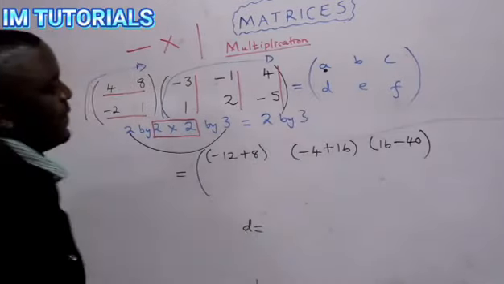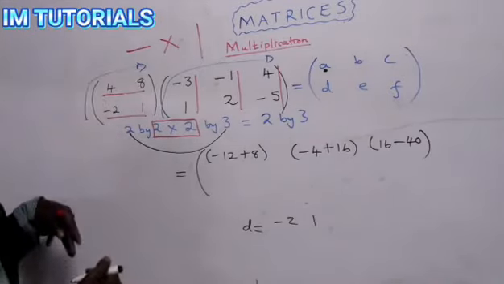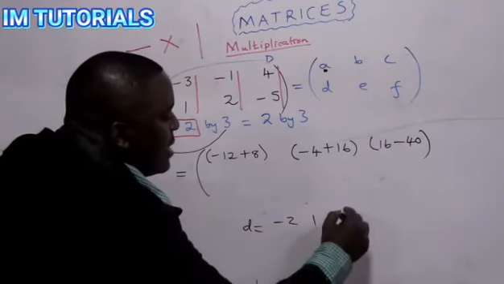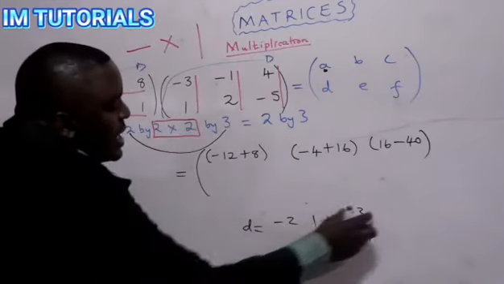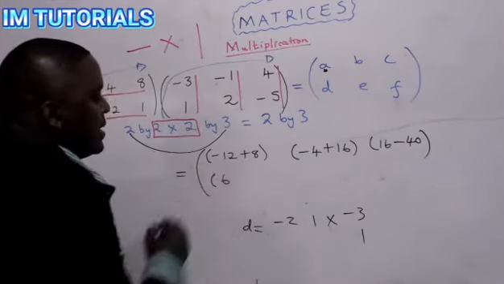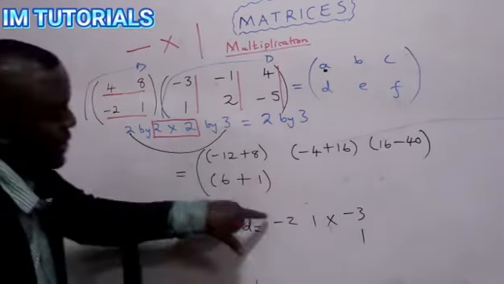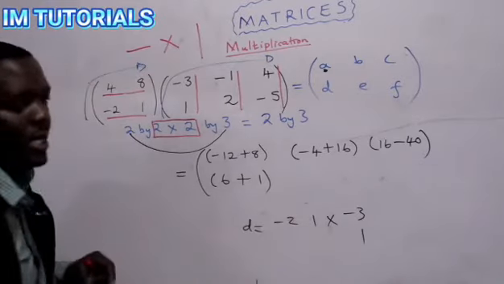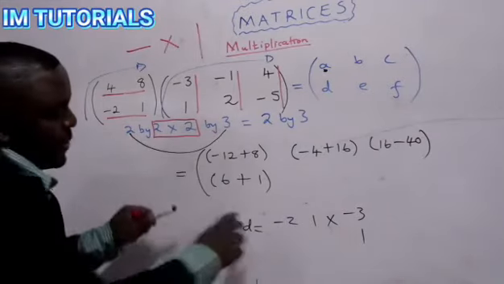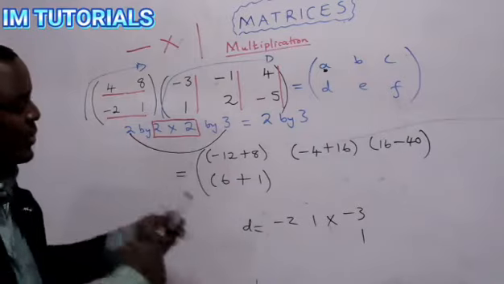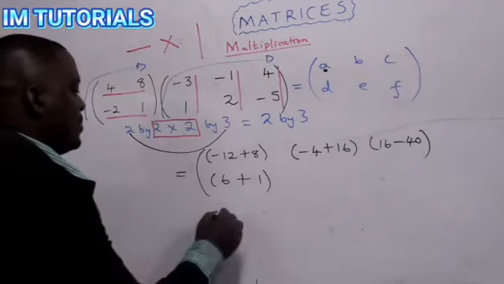D is being found at the bottom. So I'm going to choose minus 2, 1, which is the bottom row, to multiply minus 3, 1, which is the first column. So minus 2 times minus 3, you get 6. Then 1 times 1, you get 1. So you add the product of the first numbers with the product of the last numbers. I hope you are listening. That's the idea.